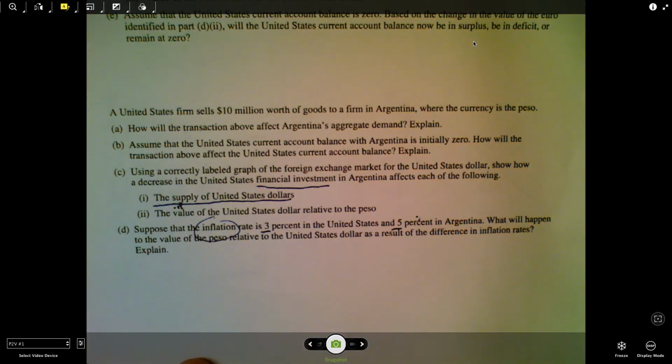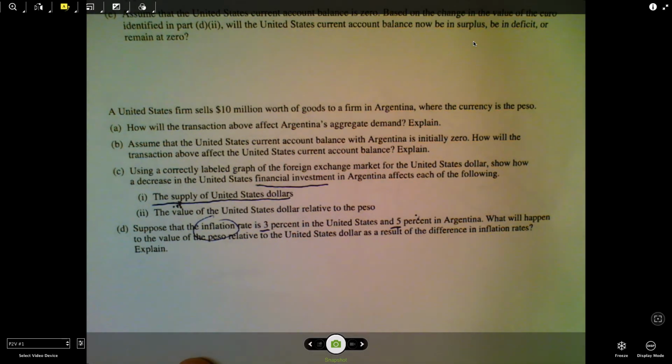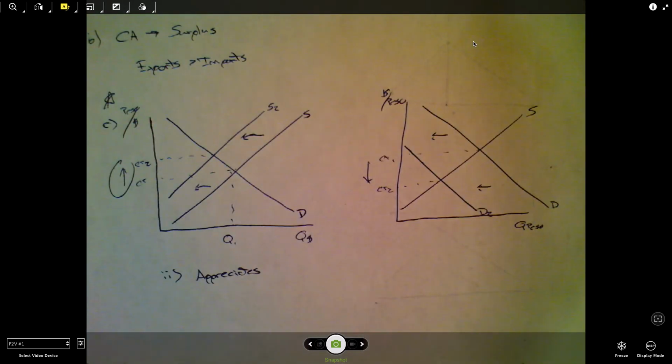Why would you buy Argentina's goods if their prices, or if their inflation, has increased? You wouldn't, right? So therefore, you would once again demand less of the peso, and that would mean that the peso would depreciate because the United States is demanding less of it, or supplying fewer dollars, because prices are too high, all right? And there is your problem number 2, all right?